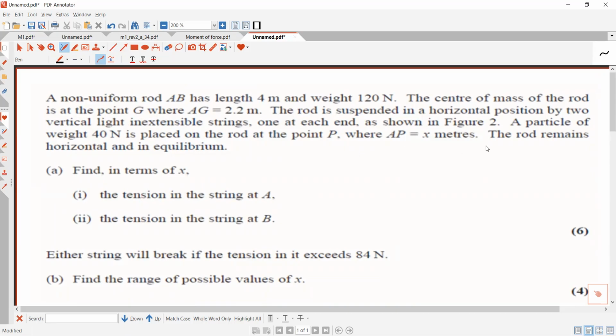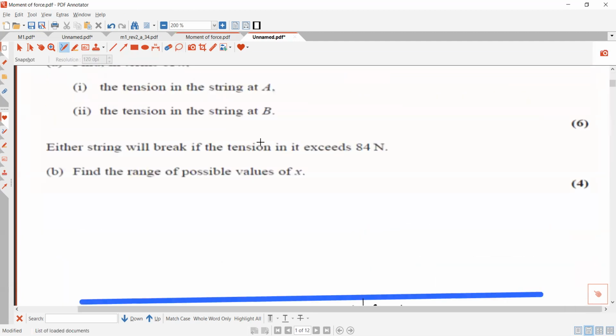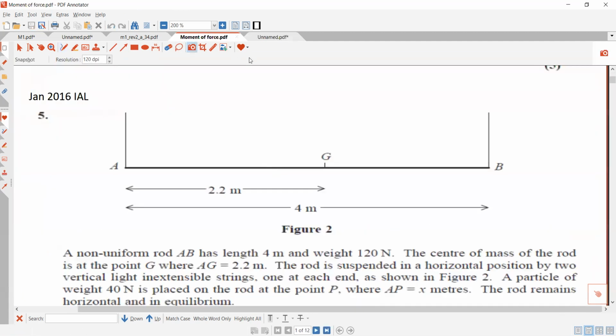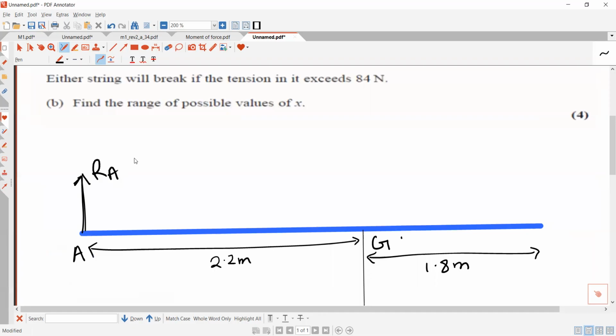Okay, the rod is suspended in a horizontal position by 2 vertical light inextensible strings. So it is suspended. Where it is suspended, let's see the main question. I forgot to draw it. At A and B, it is suspended, so there is a reaction force. There is going to be a tension here, na? So this is tension A, and this is tension B.